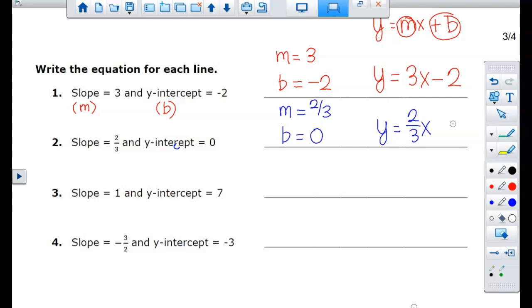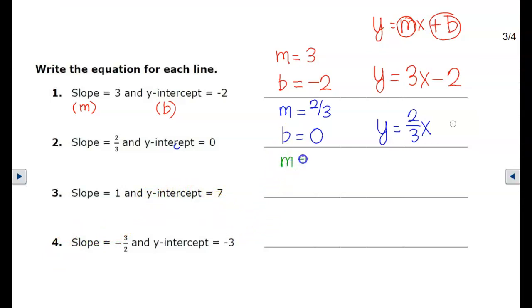All right, for number 3, we have a slope equal to 1 and a y-intercept equal to 7. So we're going to find m, which is our slope. They already told me that's 1. I'm going to find b. B is the y-intercept, so they told me that was 7. And so now I'm going to write my y equals mx plus b equation. It's going to be y equals 1x. Remember that 1 can be invisible, plus 7.